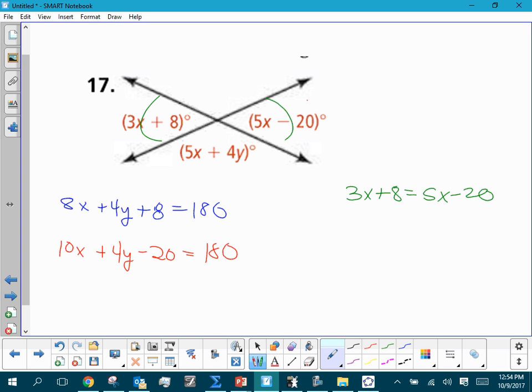Okay? If I solve this one, I'll move the 3x over. I'll move the 20 over to this side, so I get 28. Divide both sides by 2, x is 14, right? Very straightforward, very easy to find x. Okay?